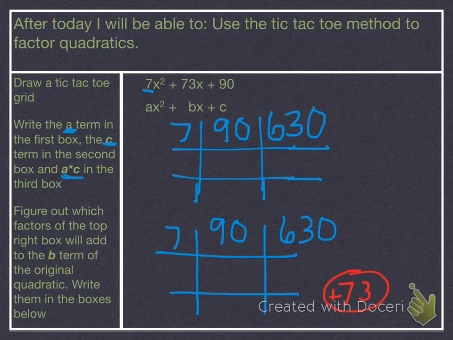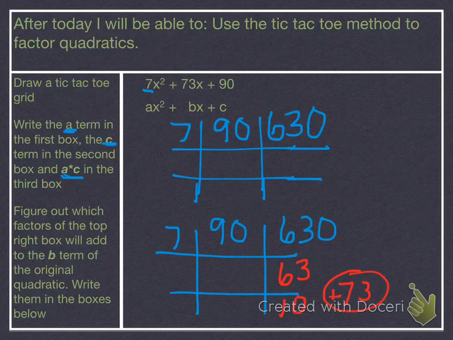plus 73. Now, luckily this one's going to be slightly easier because I know that 63 times 10 is going to give me 630, and 63 plus 10 gives me 73. When I do this times this, it gives me this, and when I do this plus this, it gives me 73. So we're good there. Now, this is what my box is going to look like so far.